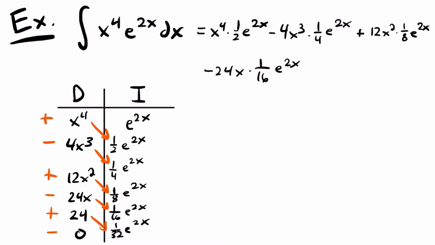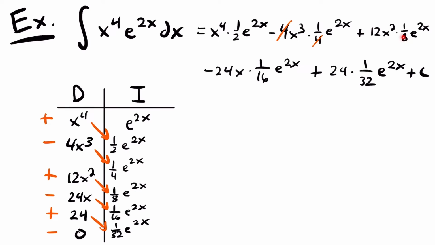And then our last term is going to be positive 24 times 1/32 times e to the power of 2x. And so we will have plus 24 times 1/32 times e to the power of 2x. All right, and then one more thing that we don't want to forget is to add plus c to the end of our solution. All right, and so this would be the answer to this integral. However, we can simplify it a little bit. Notice that this 4 and this 4 will cancel out.